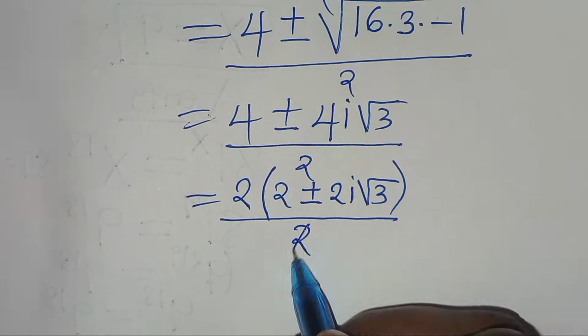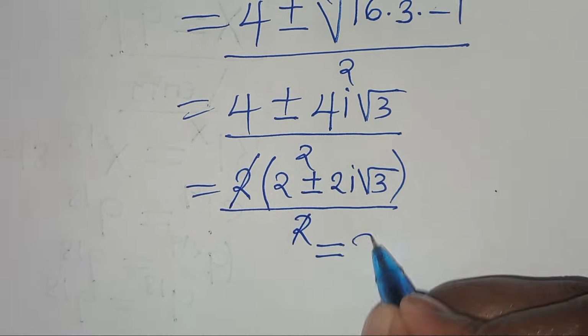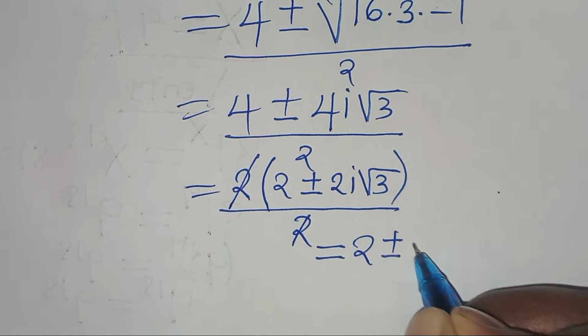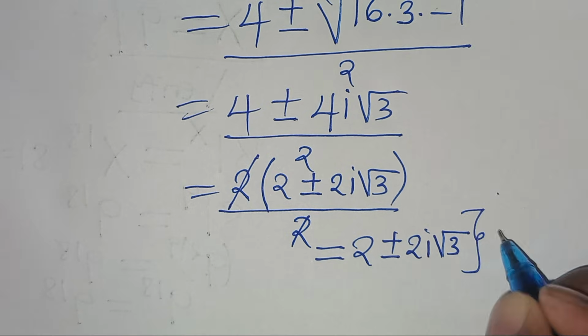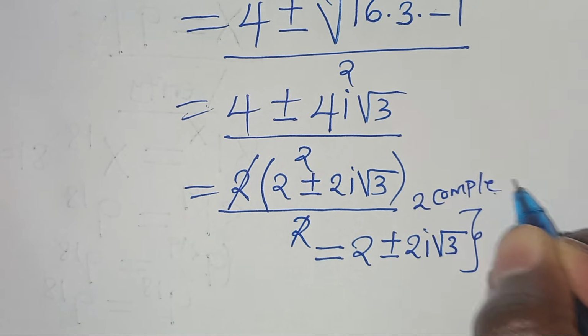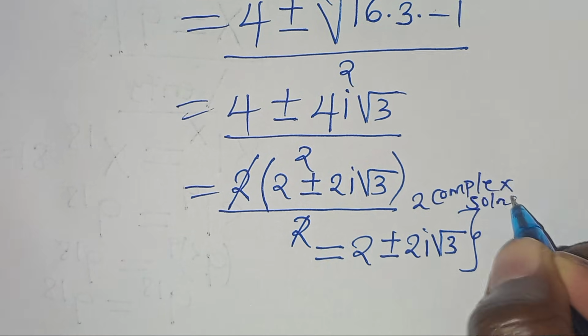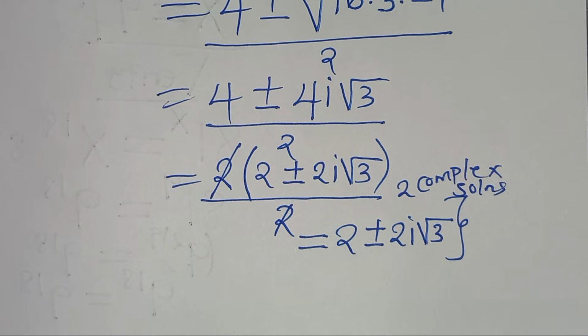So let's simplify 2 and 2 here. Now we have 2 plus or minus 2i square root of 3. So these are two complex solutions under case 1. So let's proceed to case 2 from here.